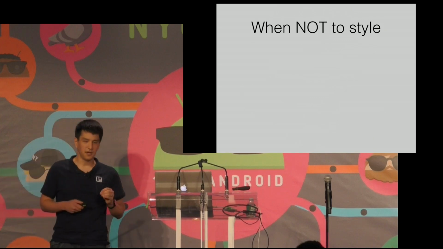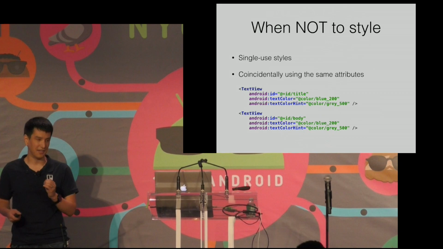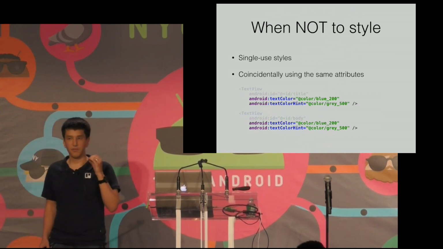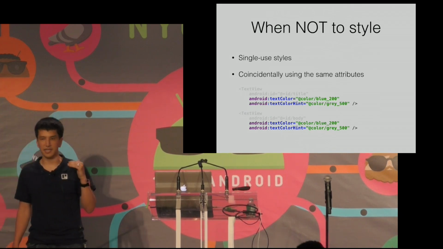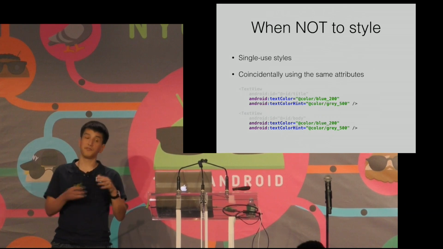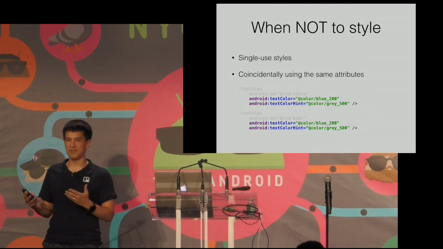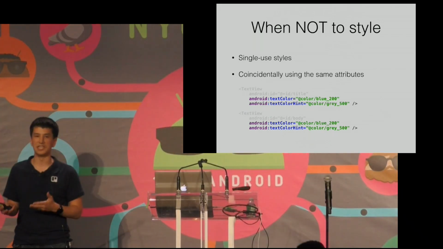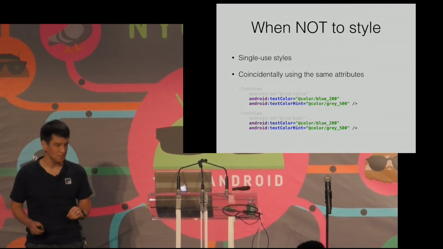By opposition, when not to style, and these are the things that I totally screwed up when I first started using styles, is first, single-use styles. That's where you have a style in one place, and you're using it only for a single view. When you're using it for just a single view, it doesn't really gain you that much, because you're not getting any reuse, and now when you read the code, it's harder to read. It's so easy to extract a style later that I just put that off until I actually need it.